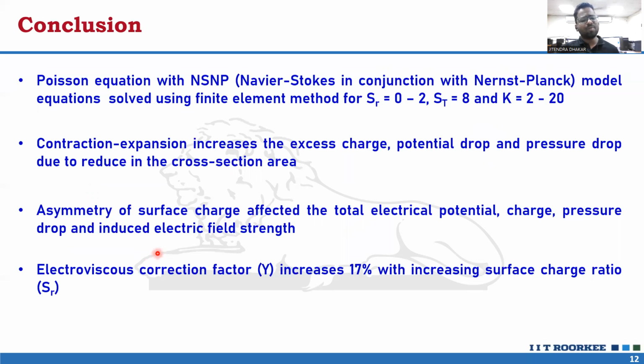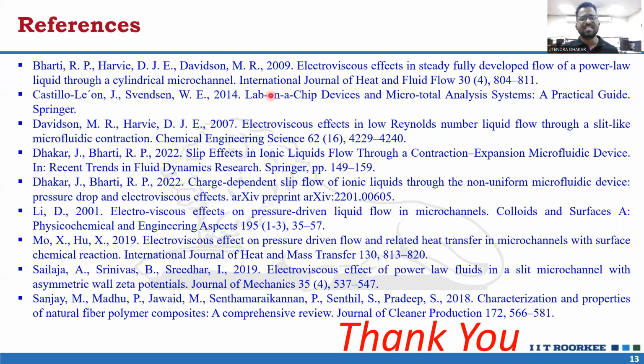And the asymmetry of the surface charge affects the total electric potential, charge, pressure drop, and induced electric field strength. And further, the electroviscous correction factor increases 17% with increasing surface charge ratio. So overall, the electroviscous effect increases with increasing the surface charge ratio of surface charge asymmetry. These are the references.